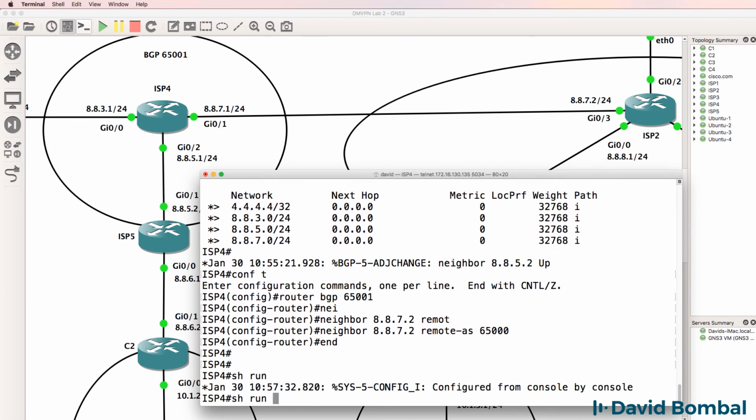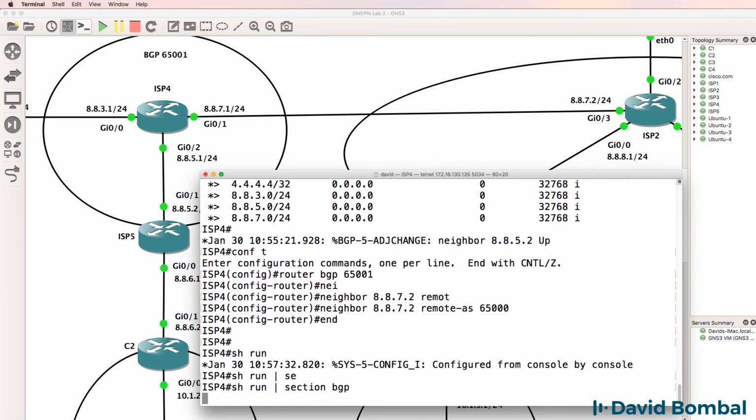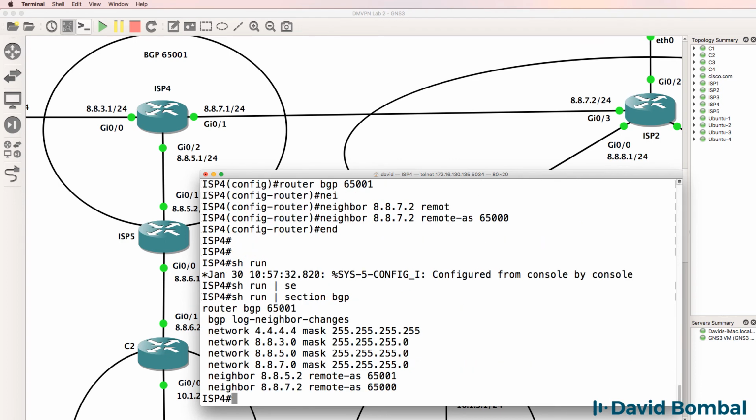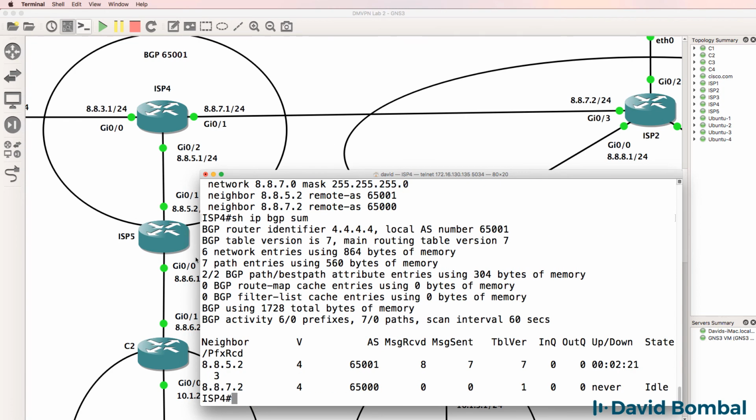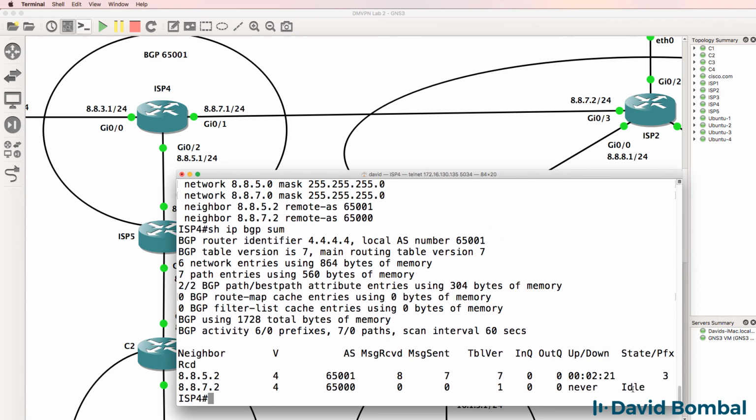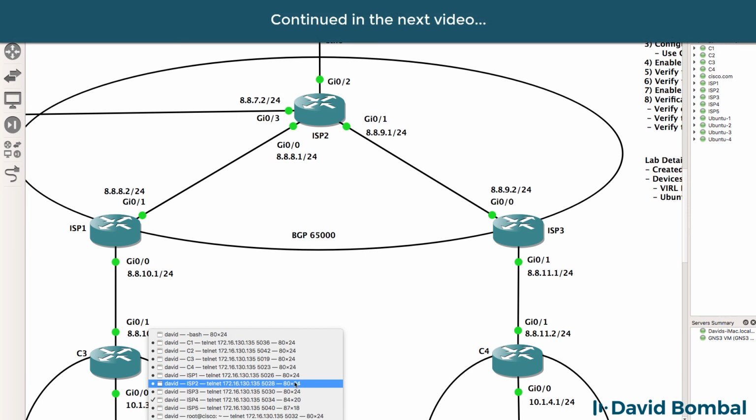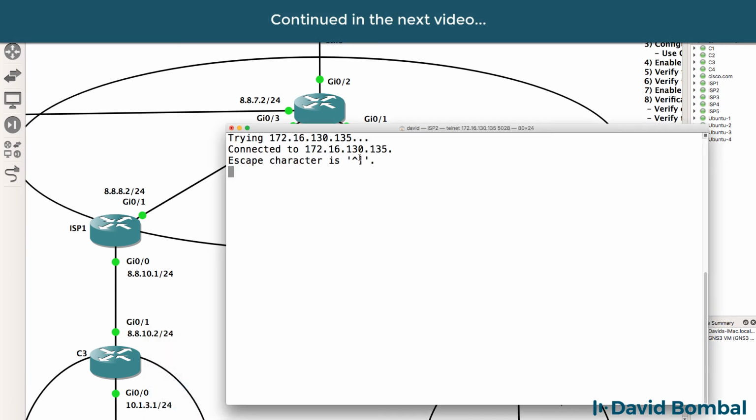Show run section BGP. There's our BGP configuration. Show IP BGP summary. This neighbor relationship is currently idle. We have to configure the other side. So we need to configure ISP router 2.